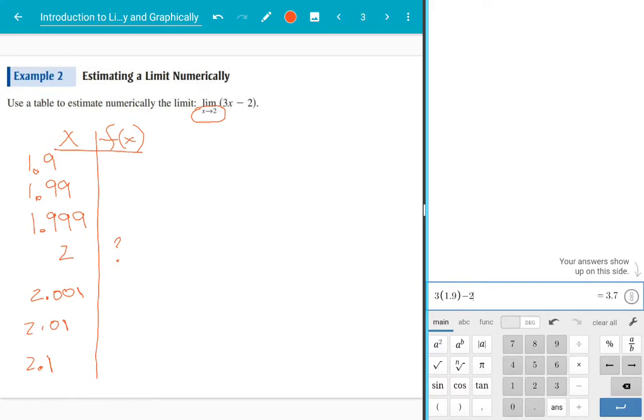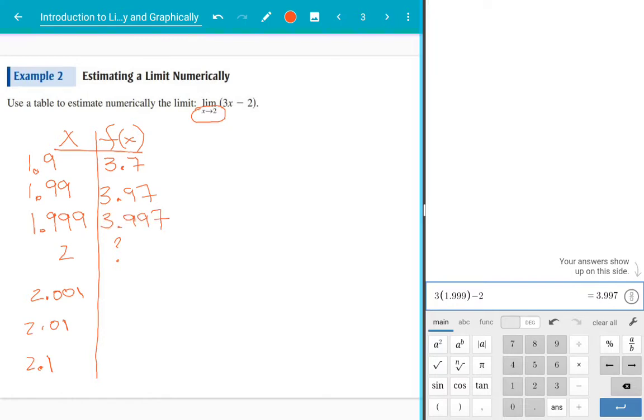Okay, so I get 3.7. That's 3 times 1.9 minus 2. Now what we're going to do is add an extra 9 here, so we get 3.97. And then we're going to add another 9 in here, and we're going to get 3.997.